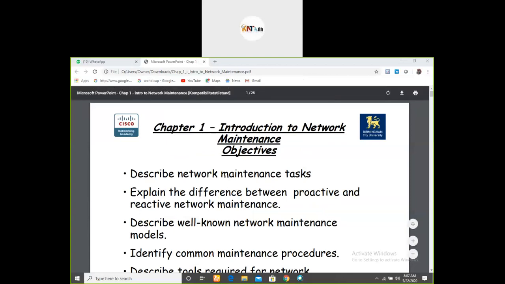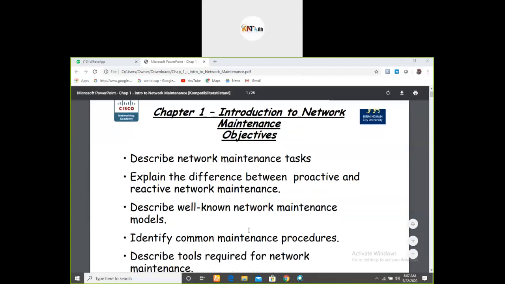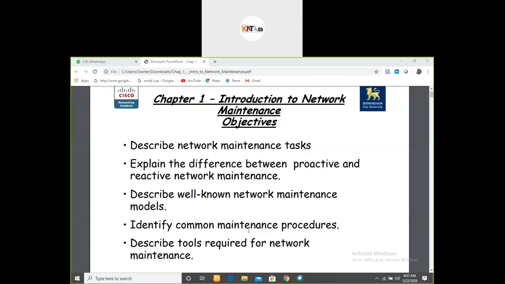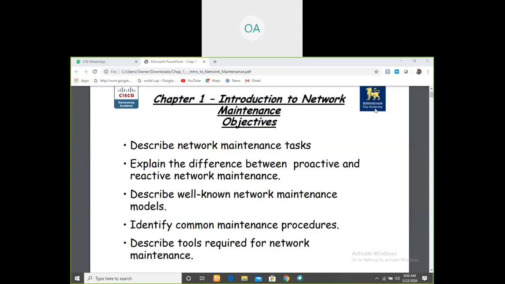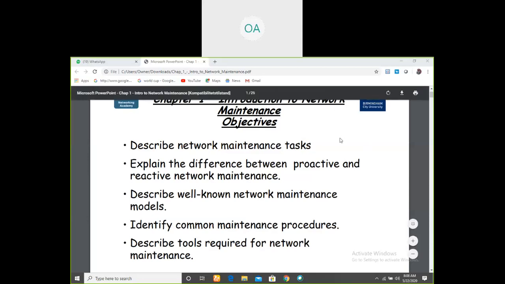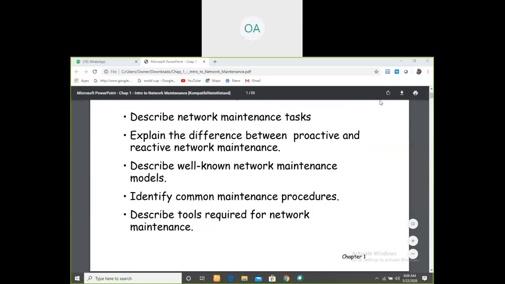Today we are introducing you to network maintenance objectives. We are describing network maintenance tasks. We are going to explain differences between proactive and reactive network maintenance. We describe a well-known network maintenance model. We are going to identify common maintenance procedures. And then we'll describe tools required for network maintenance.